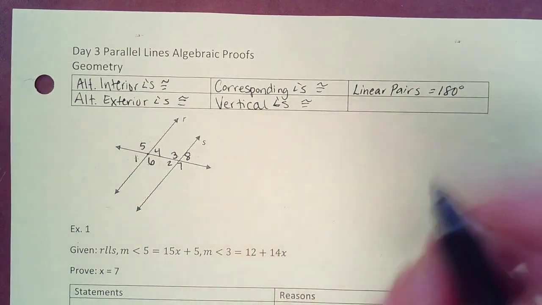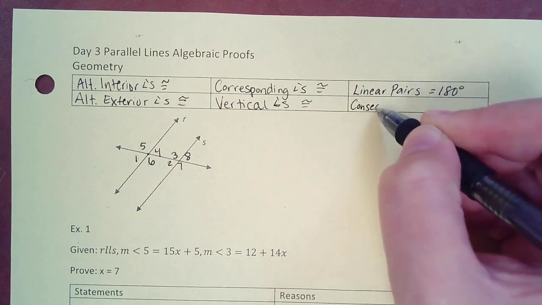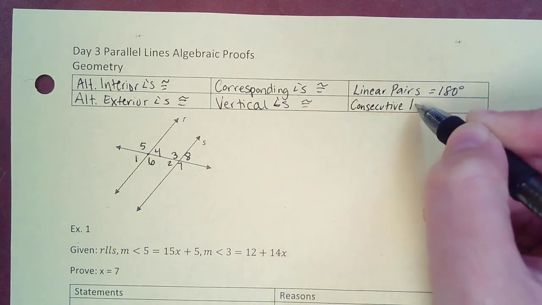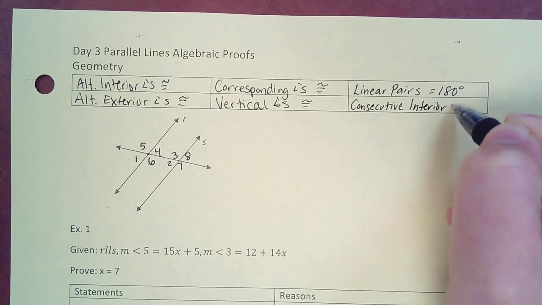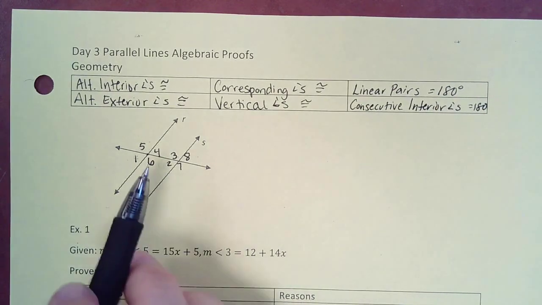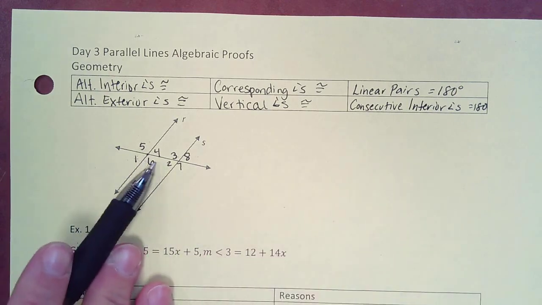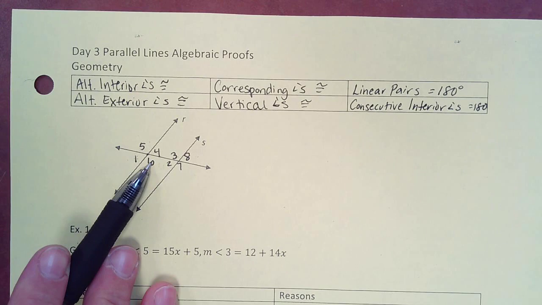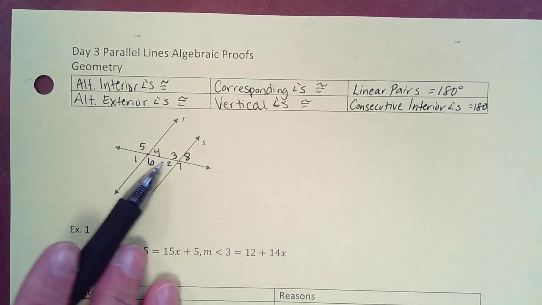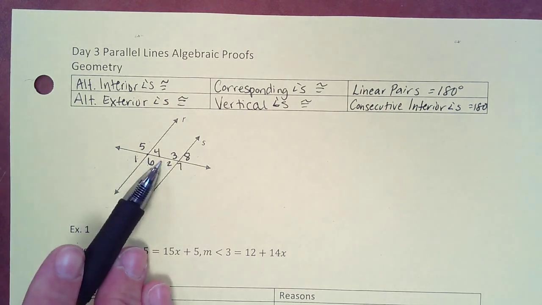And the last relationship we have would be consecutive interior. They equal 180 as well. Consecutive meaning in a row, interior meaning on the inside of the parallel lines. So 2 and 6 are consecutive interior. They are in between the parallel lines and they're consecutive in a row. When I add those two measurements up, I should get 180 degrees.